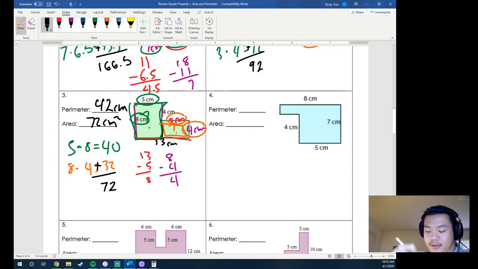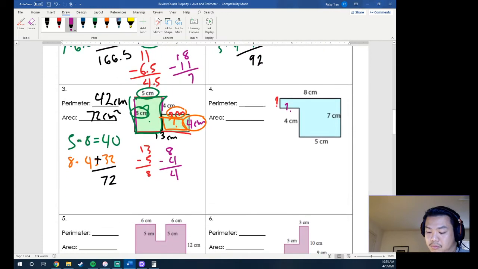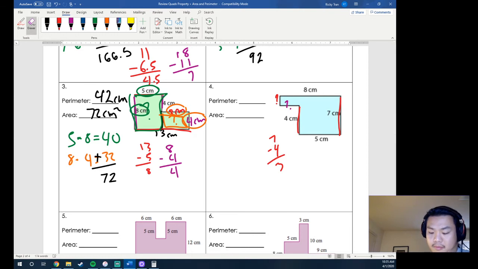Number 4, let's see. What do we got? So we're missing this length here and this length here. Let's just make a note. So to find this, you need to take this and subtract it from this for the red. So 7 minus 4 is equal to 3. So this question mark here is going to be 3 centimeters. And then the purple, you take this length right here and you subtract from this length right here. So 8 minus 5, which also gets us 3.